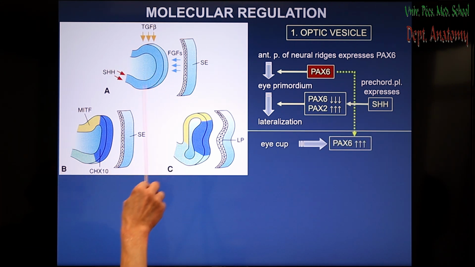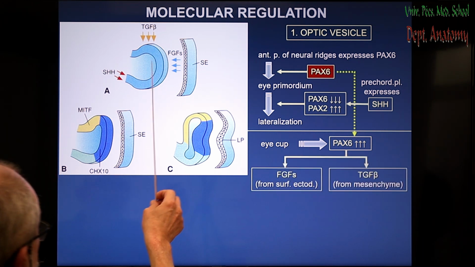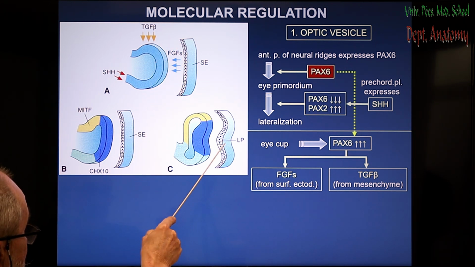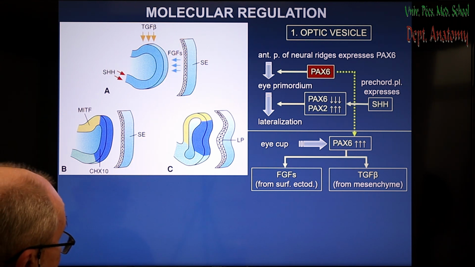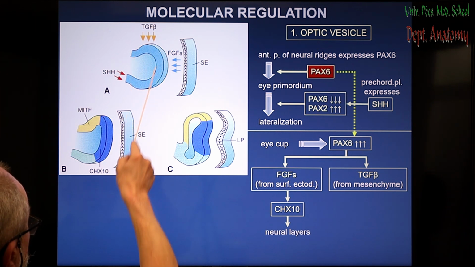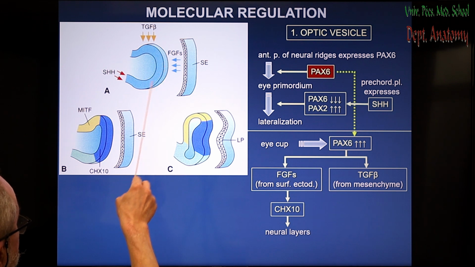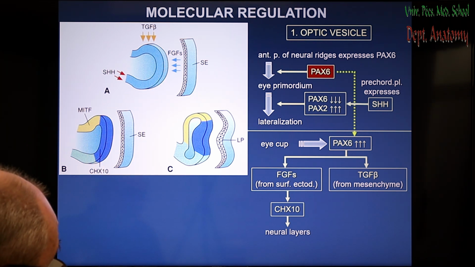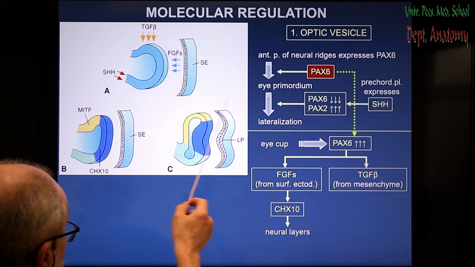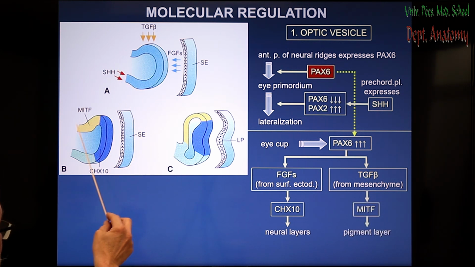The eye cup, when the cup is formed, here you can see, itself produces PAX6 at a high level, and due to that, the surrounding surface ectoderm on top of it is the one which becomes the lens placode. This one expresses FGF factors, which further act later on the neural layers, the outer part of the eye vesicle or the eyeball, which expresses the CHX10 gene, which helps them to turn into the neural part of the retina, so the inner 9 layers of the retina. Due to the increased level of PAX6, the surrounding mesenchyme produces TGF-beta factor, which increases the level of production of MITF factor here, which makes the outer wall of the eyeball turn into the pigment layer of the retina.